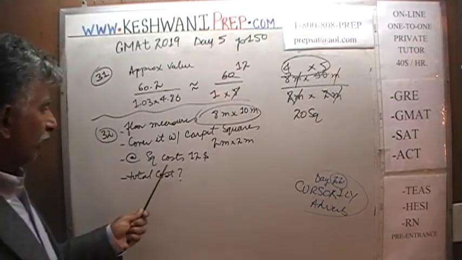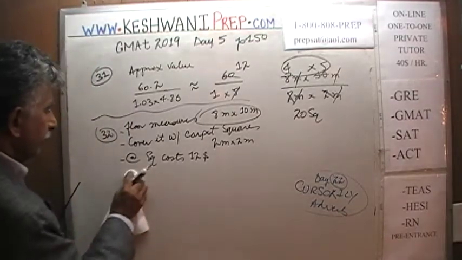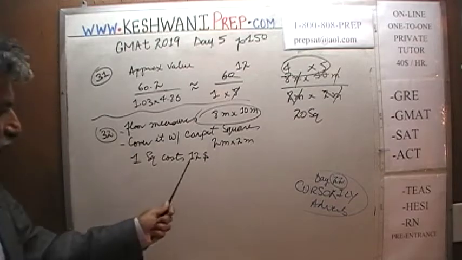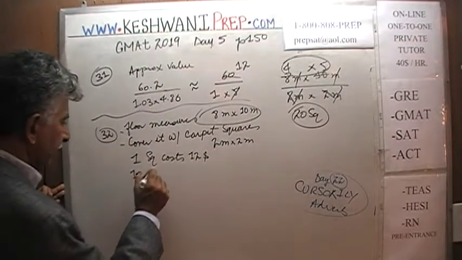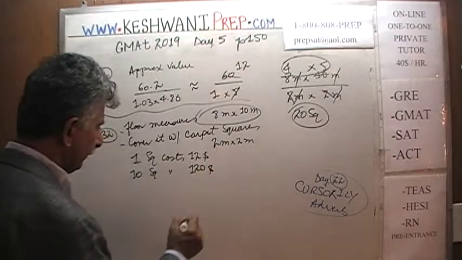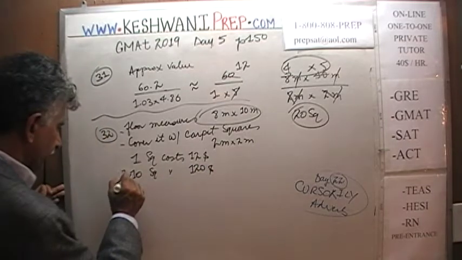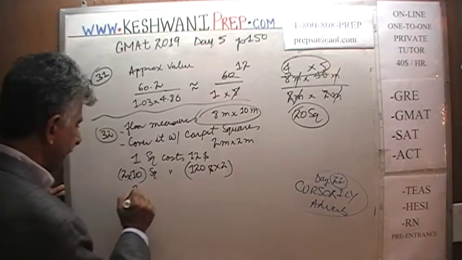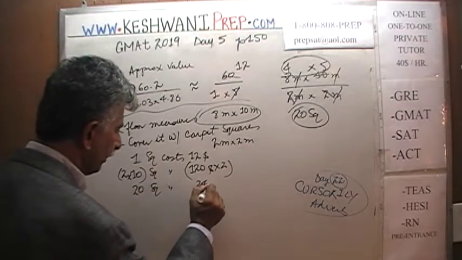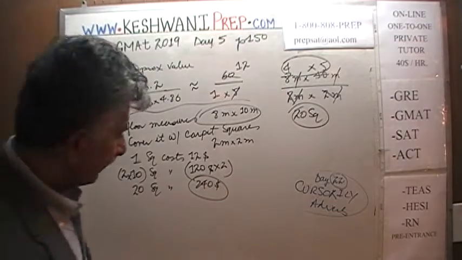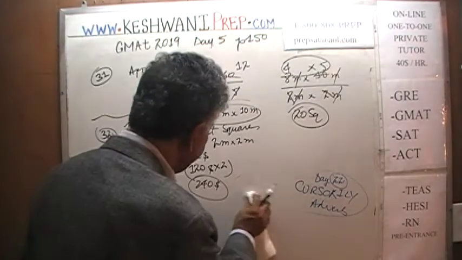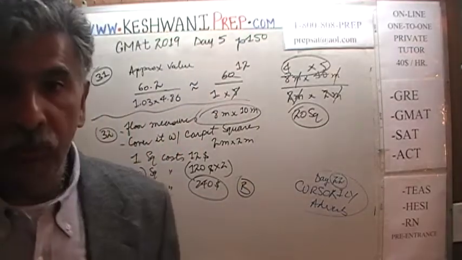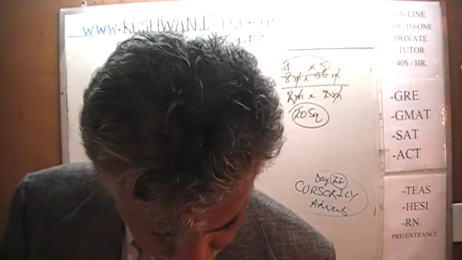We know one square costs $12, and we need 20 of them. If one costs $12, 10 squares must cost $120. But we don't want 10 of them, we want 20, so we just take twice as much. Therefore, 20 squares will cost $240. The answer is 240. For number 32, let me double check, it is B. Yes.